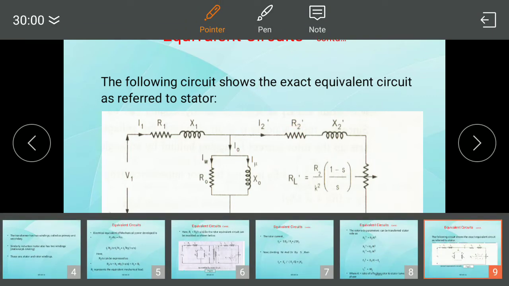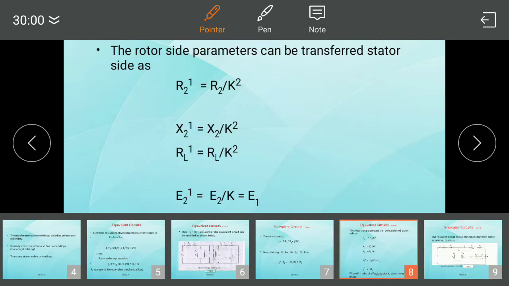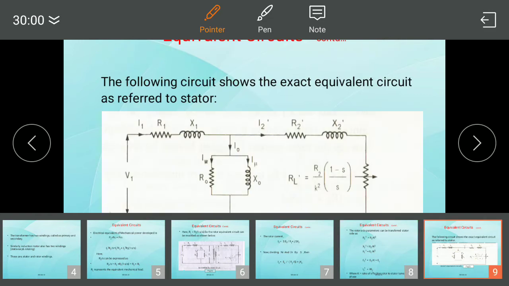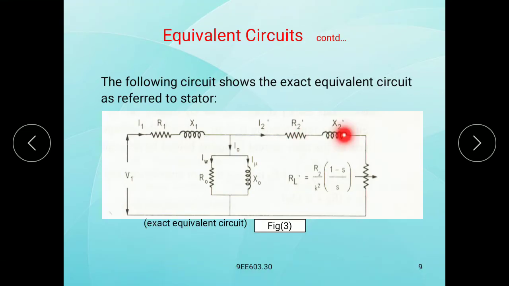R2 dash is R2/K². X2 dash is X2/K². RL dash is RL/K². E2 dash is E2/K. So R2/K², X2/K², RL/K², and E2 dash = E2/K.